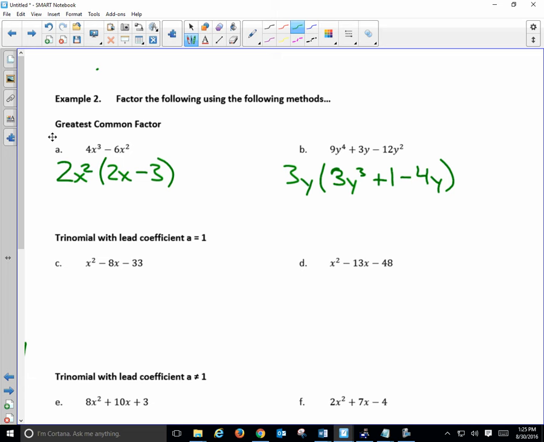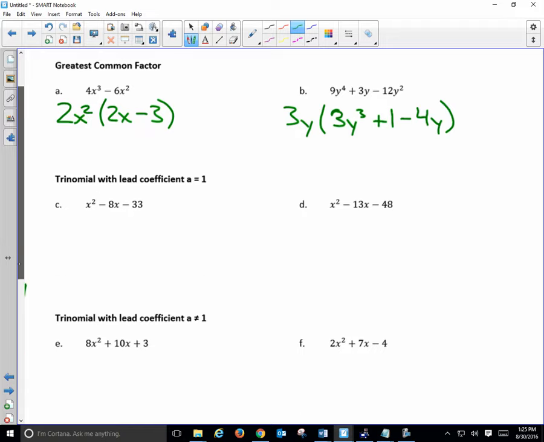And that's what I have, 3y times 3y to the third, plus 1, minus 4y. What mistake might people make? Plus 1 would be the mistake that people often leave out. Note that when you multiply it back through, you must come up with the original expression. Are we okay? All right, trinomials.